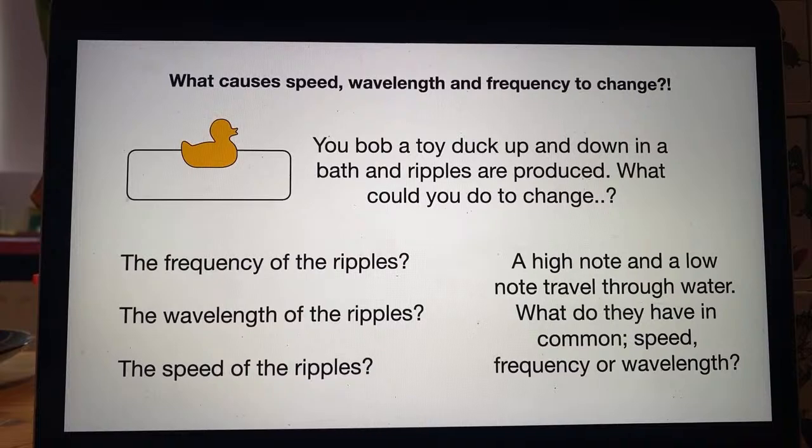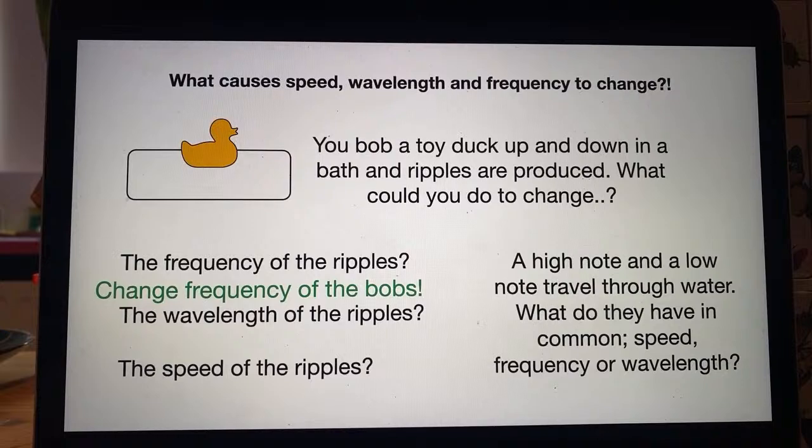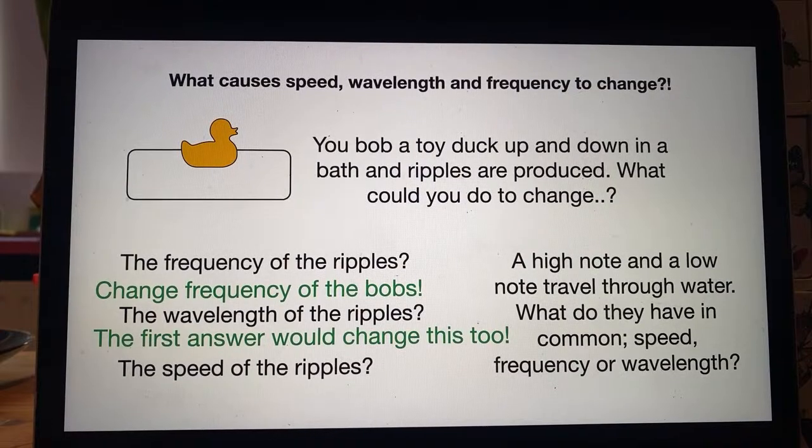All right, here we go then, let's go through it. What can you do to change the frequency? You could change the frequency of the bobs. You could bob it faster or slower. What could you do to change the wavelength of the ripples? Well, basically the same thing, because changing the frequency would change the wavelength. If you double the frequency, you halve the wavelength of the ripples.